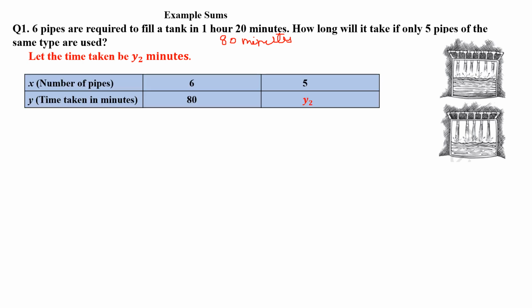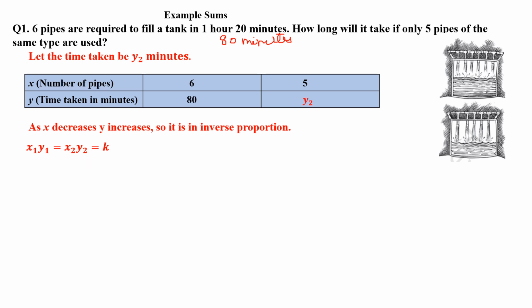So I have assumed the number of pipes as X and the time taken to fill the tank as Y. And as I said, as I am decreasing the number of pipes, what will happen with the Y? The time taken will increase. So it is in inverse proportion, and we know that in inverse proportion, the product of X and Y remains constant. So from here I can say X1 Y1 equal to X2 Y2 equal to K.